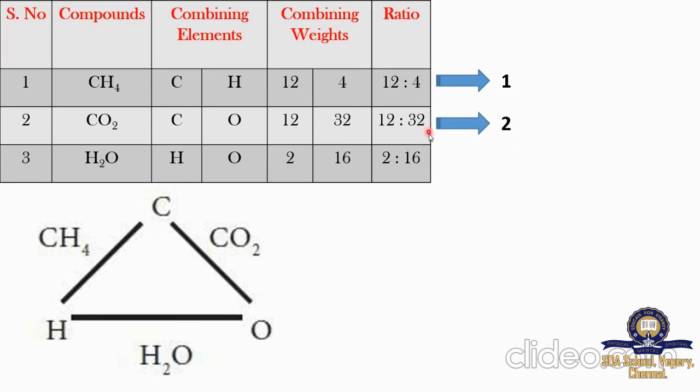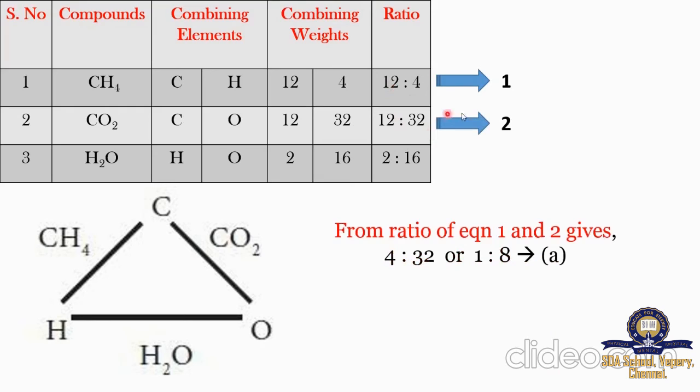So from the first and second equation, 12 is common, right? So we can write it as 4:32, or it can be further reduced and written as 1:8. Am I making it clear, students? So let us consider this as equation A.